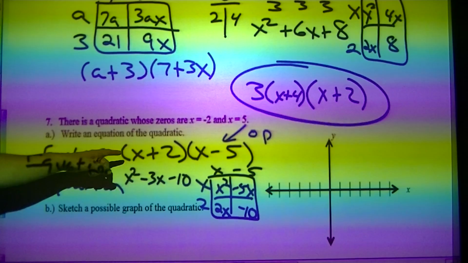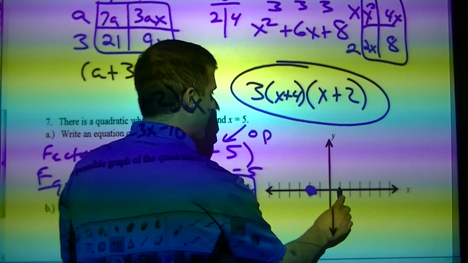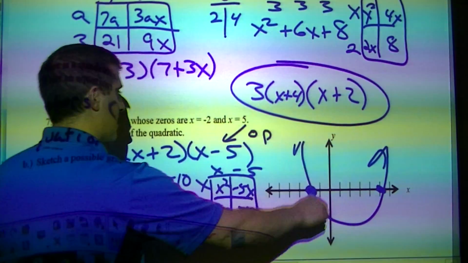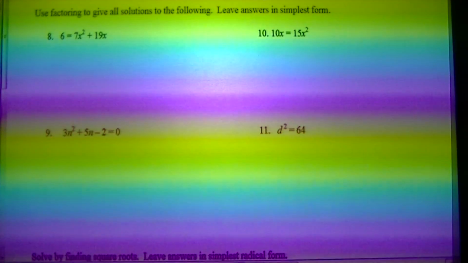Sketch a graph. If it crosses at negative 2, it would be here. Crosses at 5: 1, 2, 3, 4, and 5. And I'm just going to make a little thing like that. All right, I believe that's the end of the first page. Moving on to the second page.